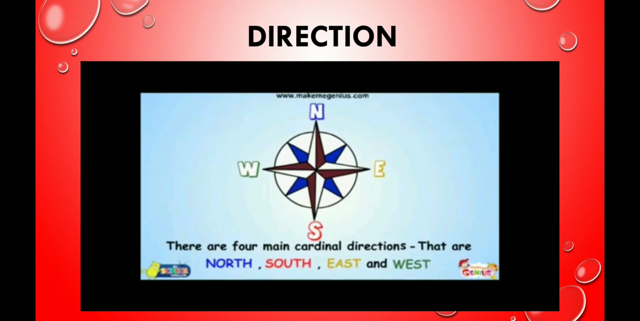Directions. Students, can you see the picture? That is east, west, north, and south. There are four main cardinal directions that are north, south, east, and west. And together they form the letters NEWS.